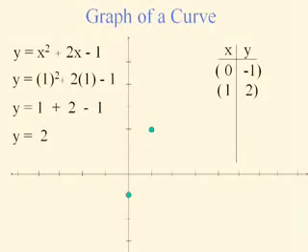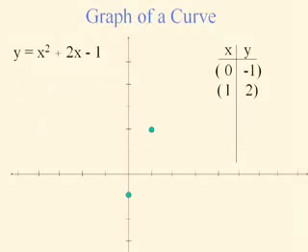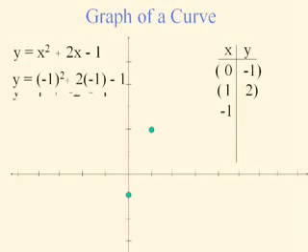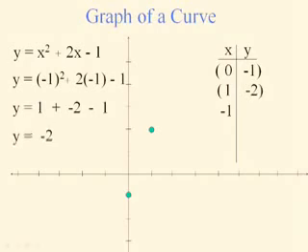And just like last time, I'm going to put in minus 1, just to make things go quicker. Putting in a minus 1. Remember, minus 1 squared is positive 1. And 2 times minus 1 is negative 2. 1 plus a negative 2 and a negative 1 equals a negative 2. Now, negative 1, back 1 and down 2. What's going on here? They're not lining up. They're kind of curving.